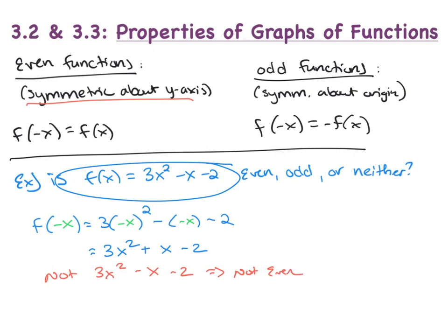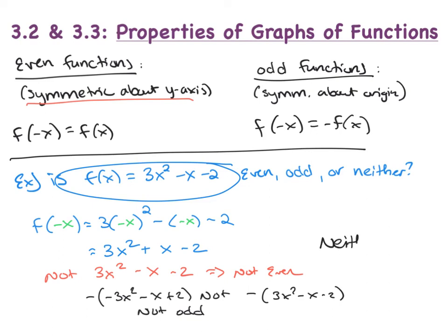If we were to factor out a negative, we would have negative 3x squared minus x plus 2, which is not negative 3x squared minus x minus 2, so it's also not odd. So this would be neither. One way you can tell it probably is neither even nor odd is it has a combination of even and odd exponents. That's just a rule of thumb. Don't use it all the time, but it's a good indication it's probably neither.